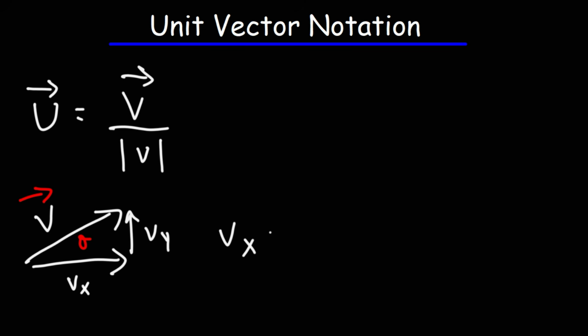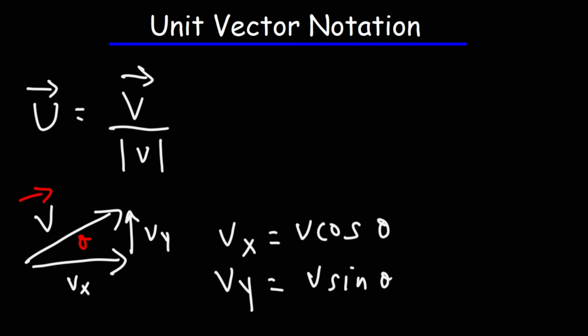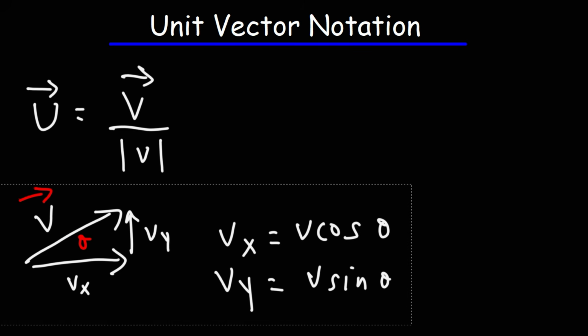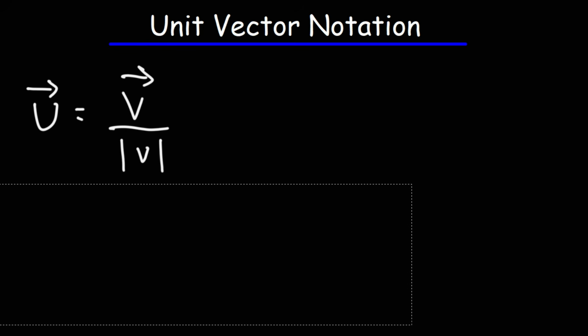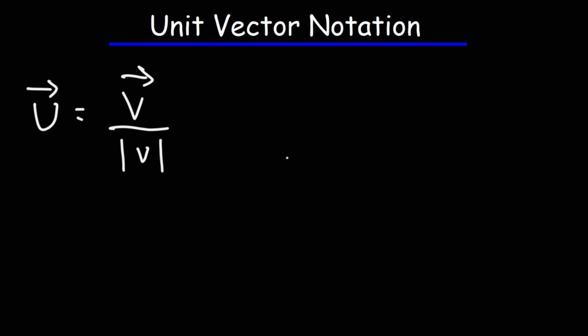Now, vx, the x component of v, is v cosine theta. And the y component of vector v is v sine theta. Now, we can also represent the vector v in terms of the standard unit vectors i, j, and k. So let's say this is the x-axis, the y-axis, and the z-axis. And let's say each of these blue arrows has a length of 1.